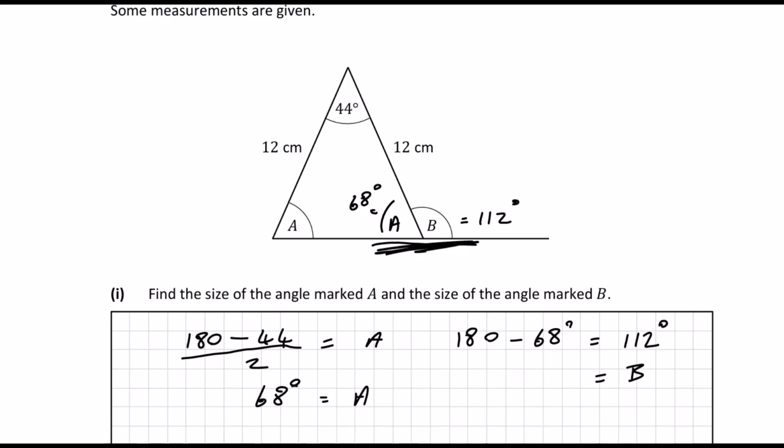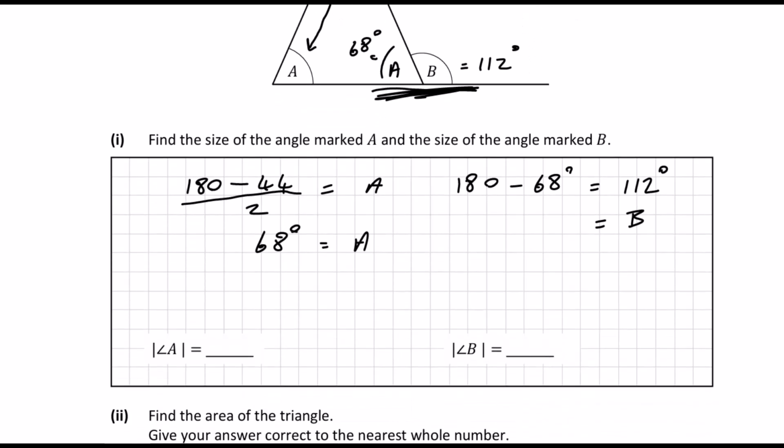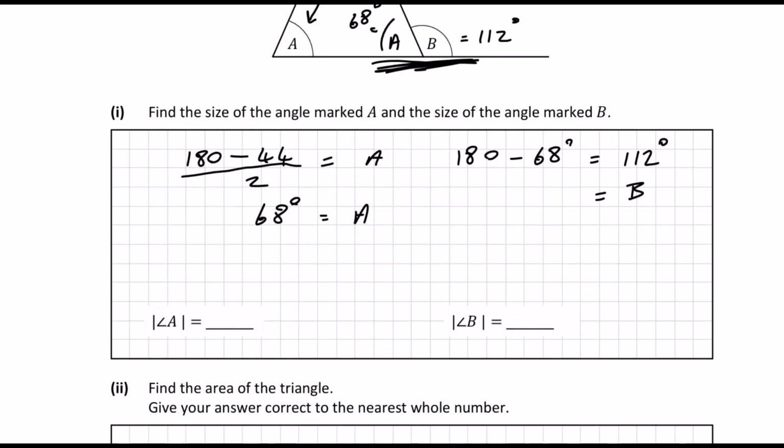The other way of doing that is to use a theorem. You know from one of your theorems that if you have a triangle and you have an exterior angle, that's equal to the 2 interior opposite angles added. So in other words, B is just equal to 44 plus 68. That'll also give you 112. But anyway, that's that question. So A is 68 degrees and B is 112 degrees.